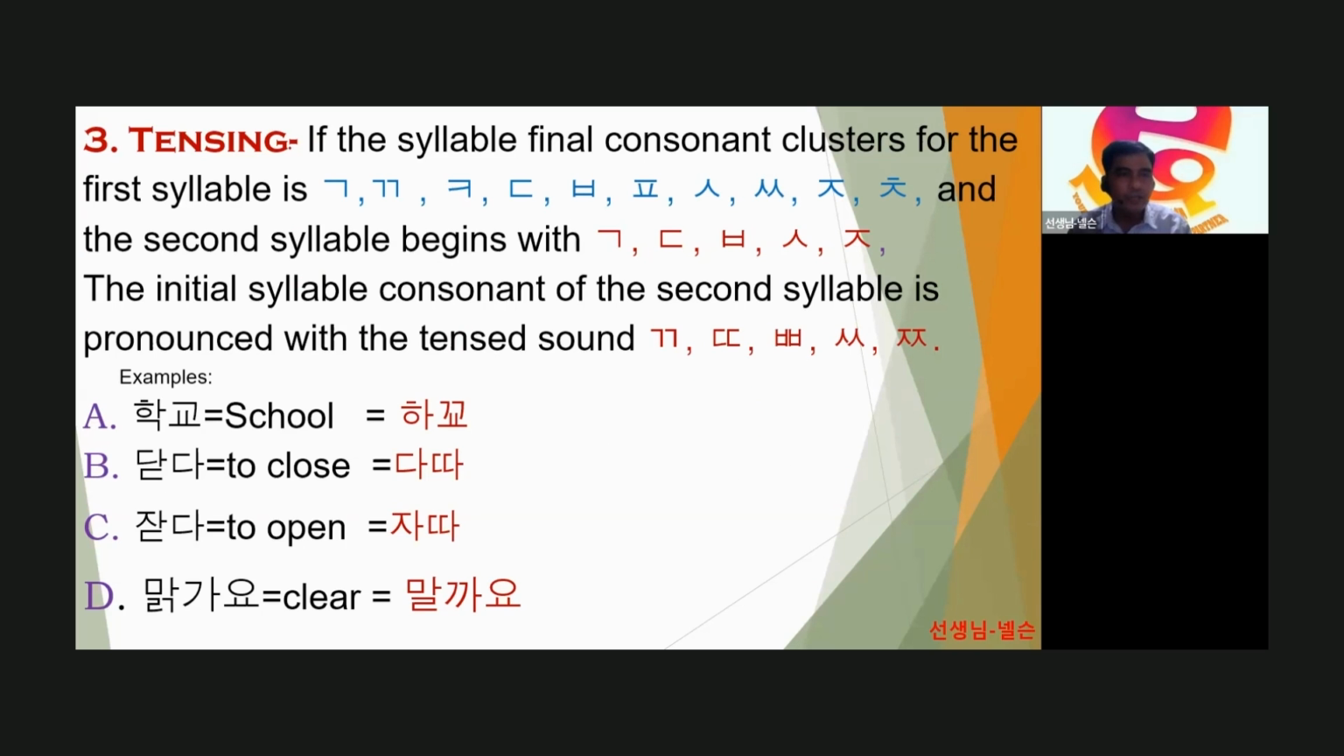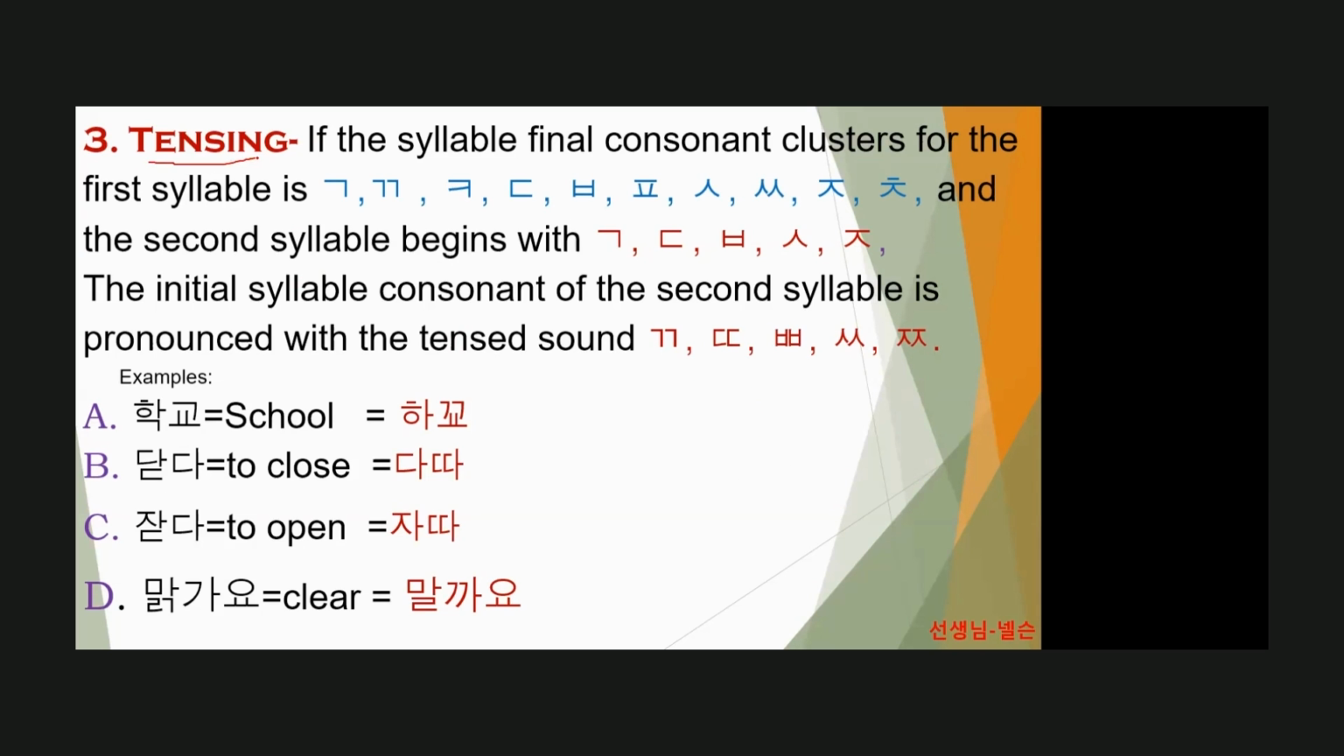안녕하세요. Tensing: if the syllable final consonant clusters for the first syllable is k, g, d, b, p, s, j, ch, and the second syllable begins with g, d, b, s, ch, the initial consonant of the second syllable is pronounced with the tensed sound.